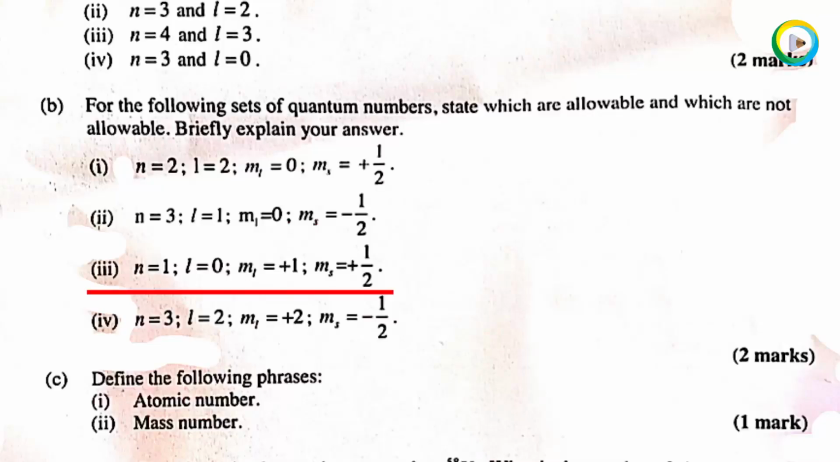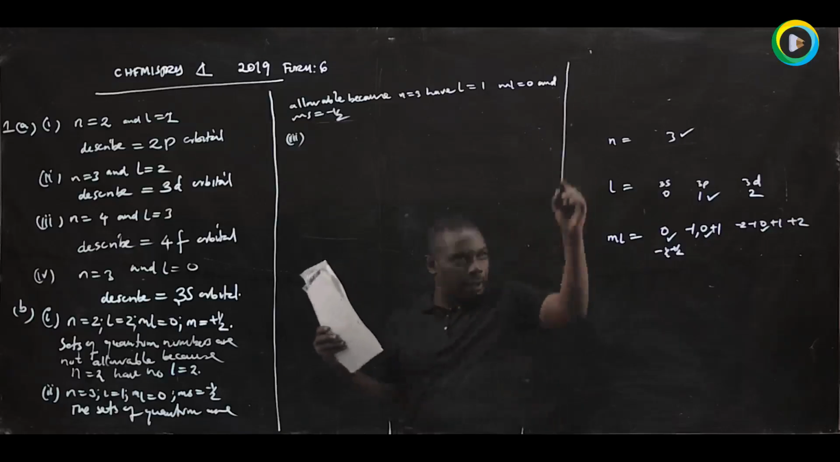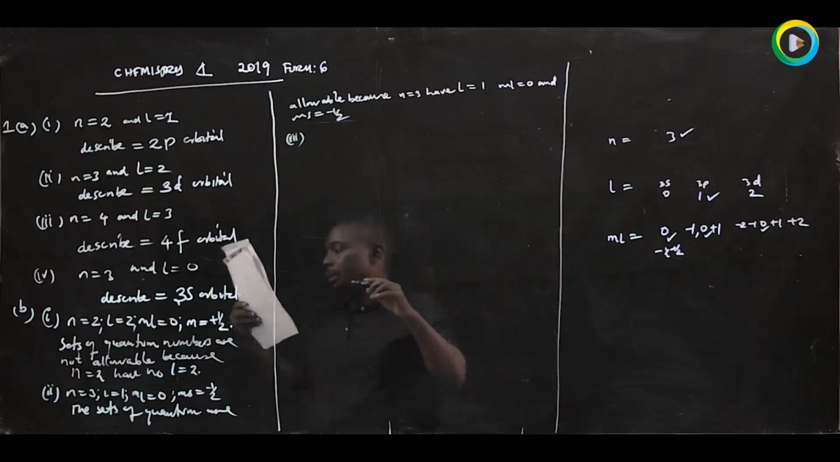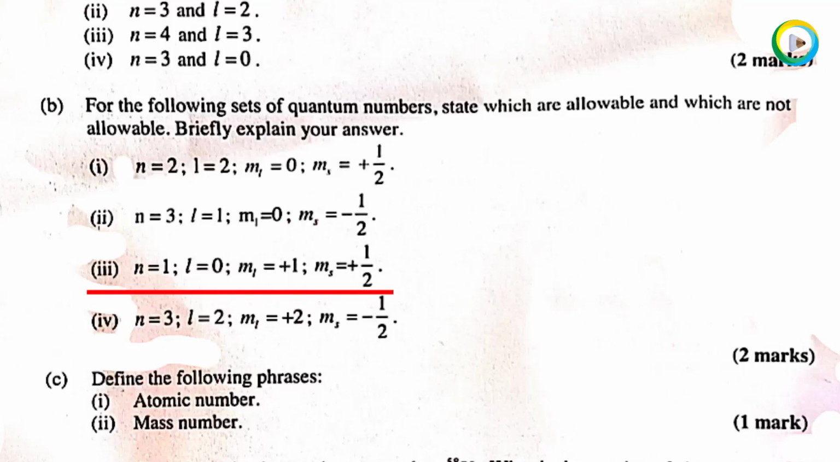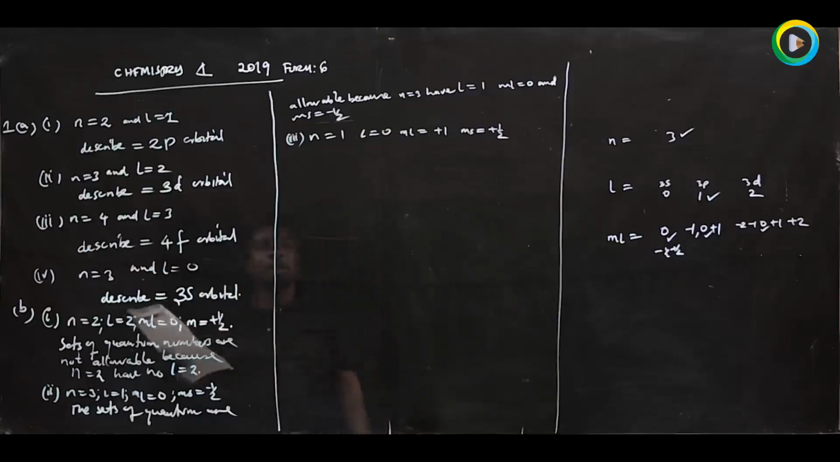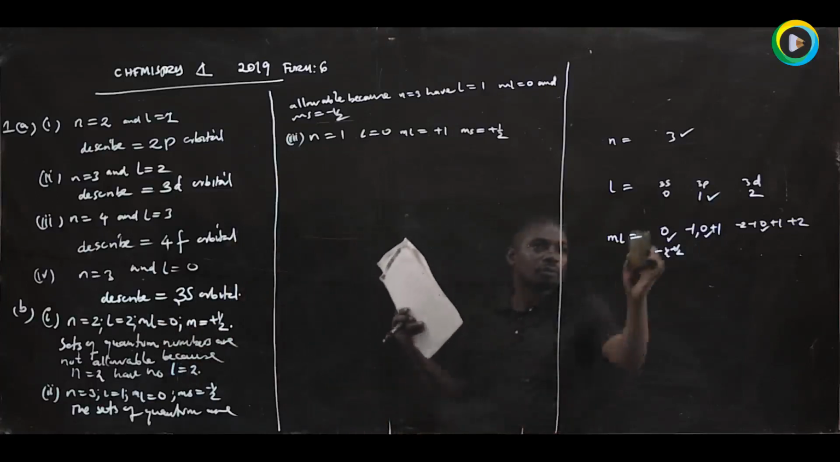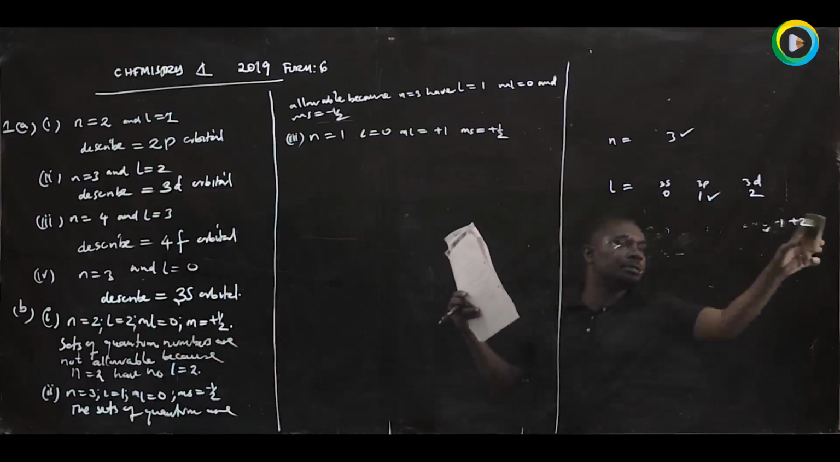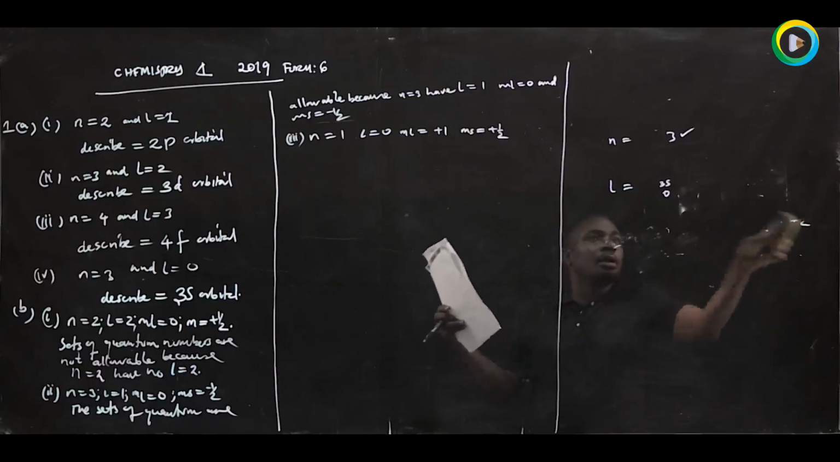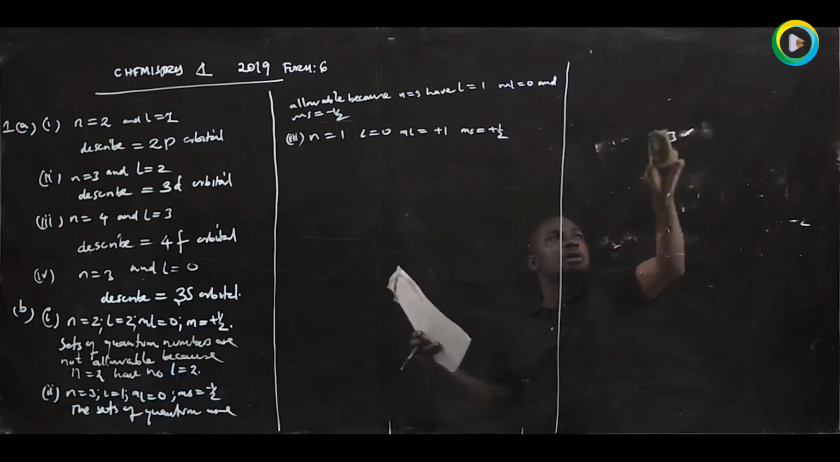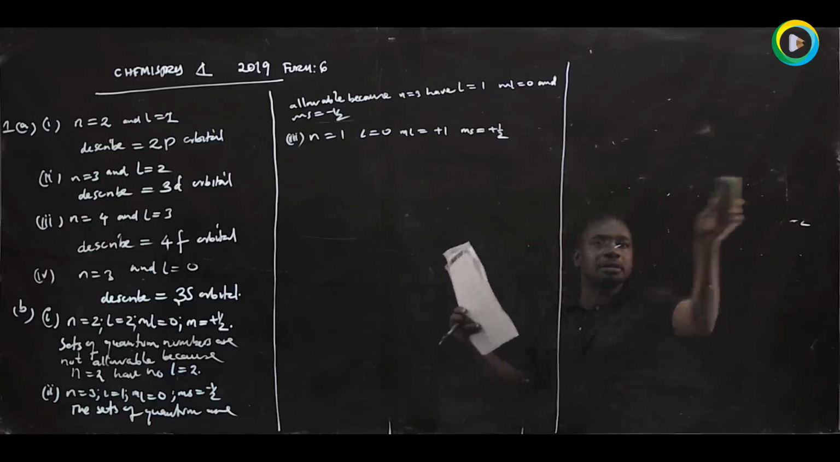Question number 3. We are given sets of quantum numbers; let us analyze whether they are correct or not. Number 3: n is equal to 1, l is equal to 0, m_l is equal to +1, m_s is equal to one half. So n is equal to 1 is the first shell, and you are supposed to know the subshell, the orbital and the electrons of the first shell.